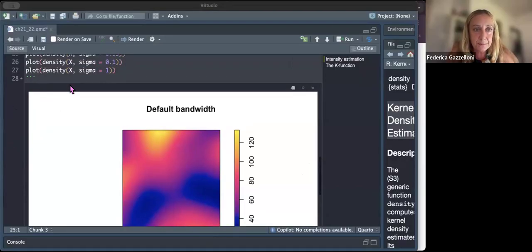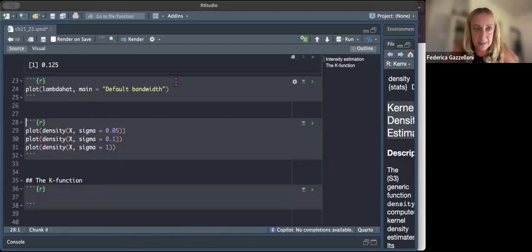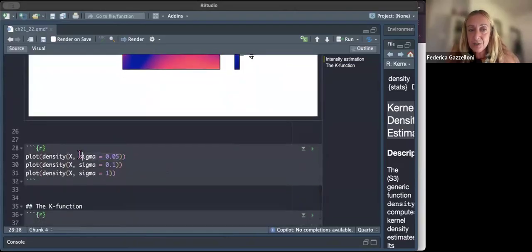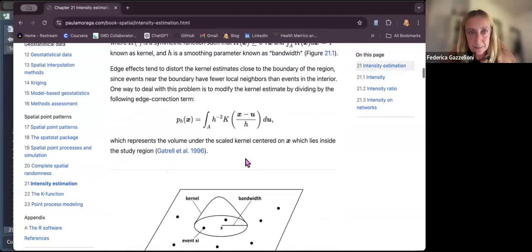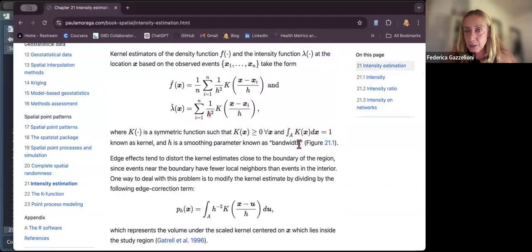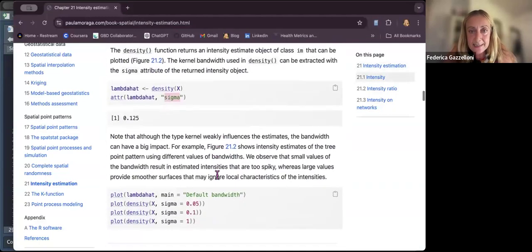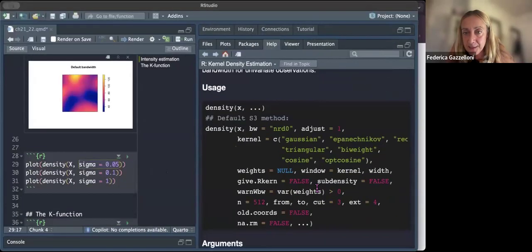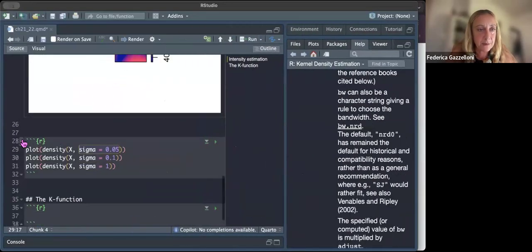Let's have a look at what happens if we use a different value of sigma. In this case, the first plot that we see, this one here, uses 0.125 as a sigma. What happens if we change the sigma? We know that sigma is the variation, so we can see that here we have used some estimation of the bandwidth. Let's remind ourselves what the sigma is that we specify here with the at function.